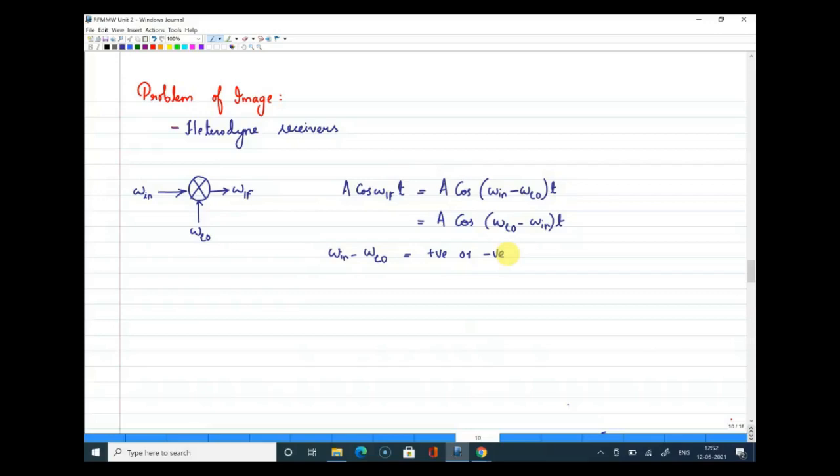The only difference is whether your ω_in is actually lying below, which is less than ω_LO, or more than ω_LO, right? That is the only difference. So to understand this better, let me draw this.